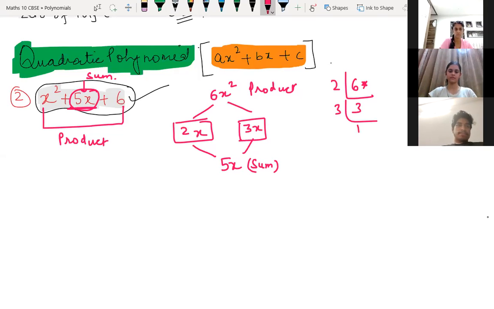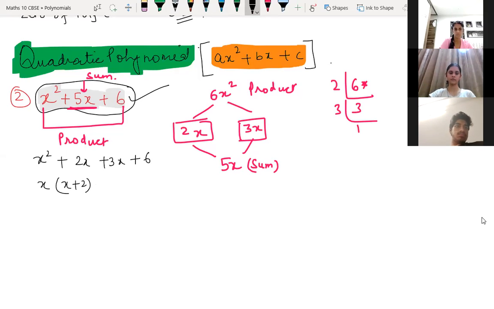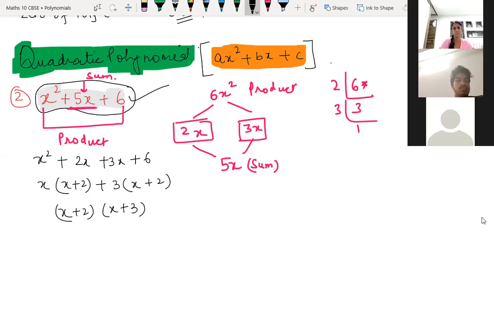So simply put the value of 5x as 2x plus 3x. So you get it as x square plus 2x plus 3x plus 6. x common, x plus 2; 3 common, x plus 2. x plus 2 into x plus 3. So we'll get the answer as what? x is equal to minus 2 and x is equal to minus 3.